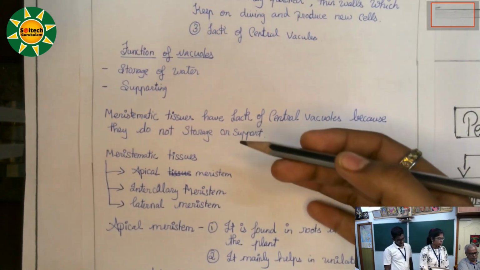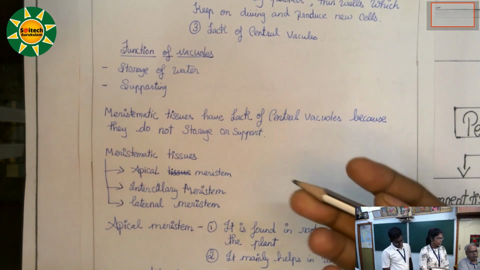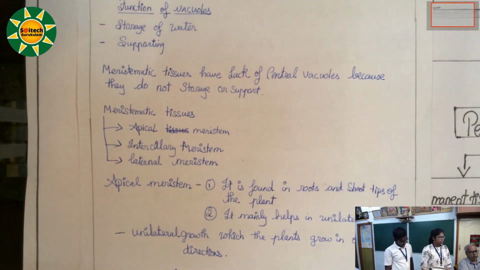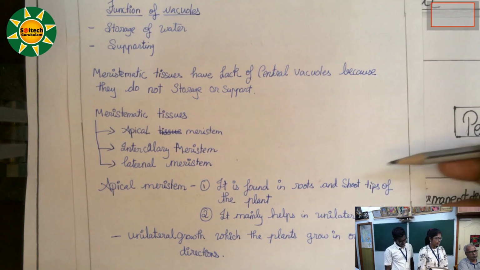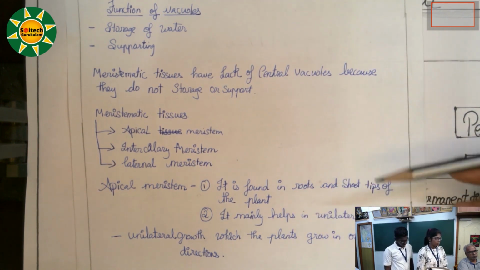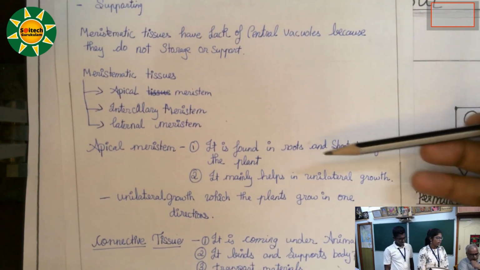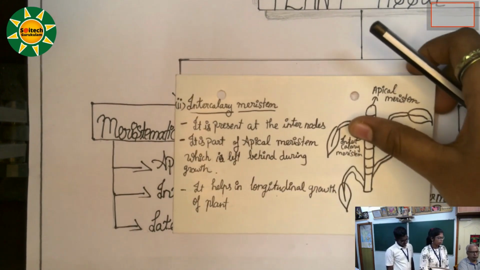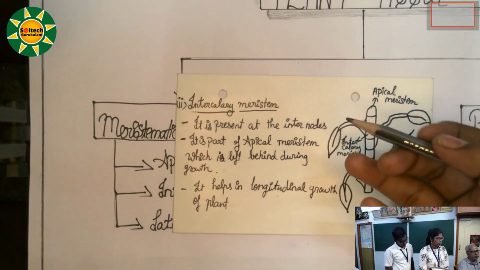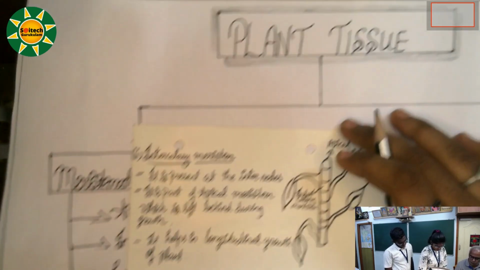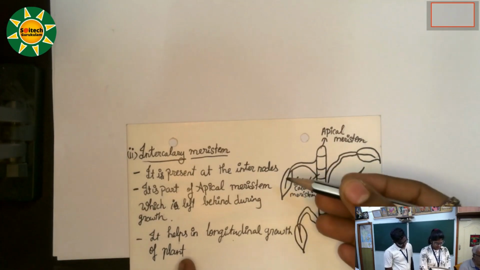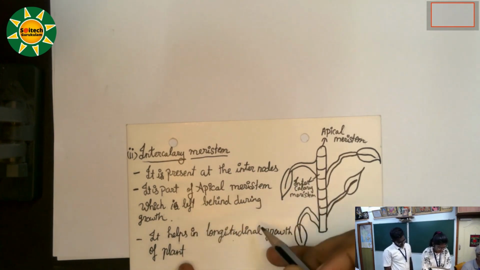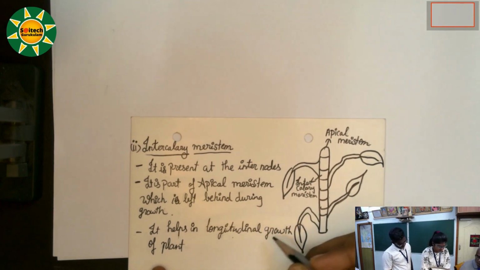Meristematic tissue is divided into three types: apical meristem, intercalary meristem, and lateral meristem. Apical meristem is found in the roots and shoot tips of the plants, and it mainly helps in unilateral growth, which means a plant can grow in one direction. Now let us see intercalary meristem. It is present in internodes, it's part of the apical meristem which is left behind during the growth, and it helps in longitudinal growth of the plant.